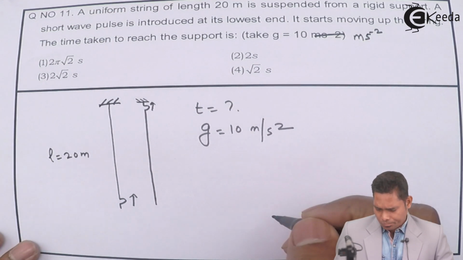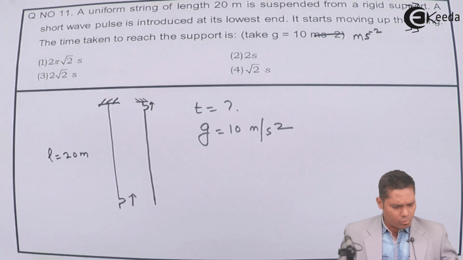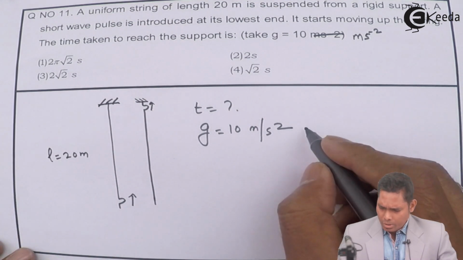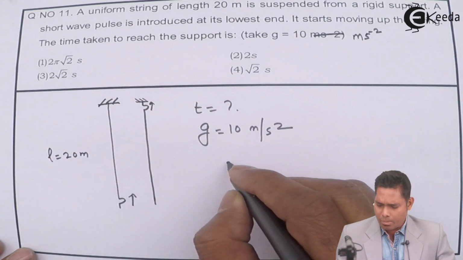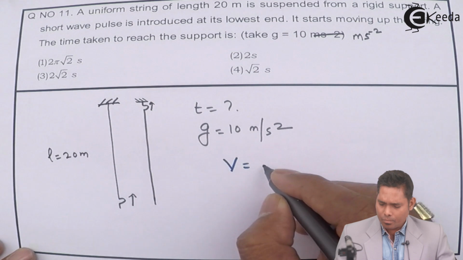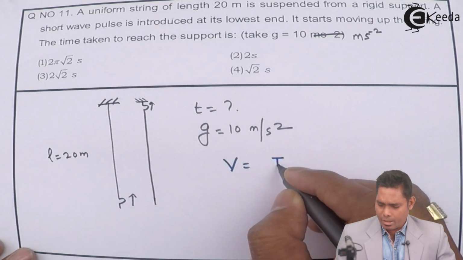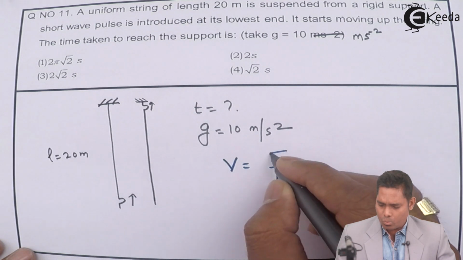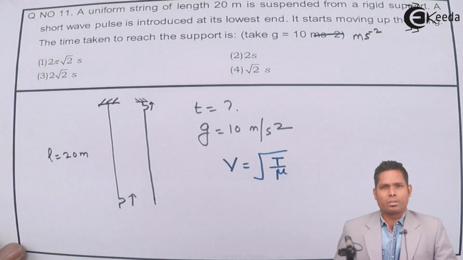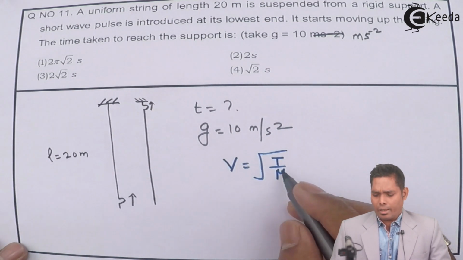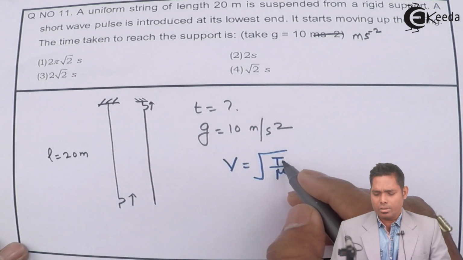Now, basically, as we move up in a string, the velocity of a transverse wave is given by root of T divided by mu. This is the formula for the velocity of a transverse wave in a string, where mu is the mass per unit length, the linear density of the string, and T is the tension in the string.